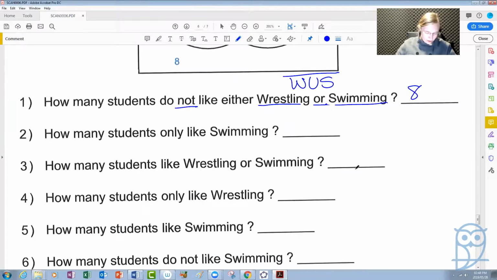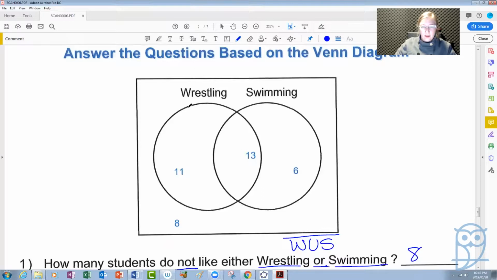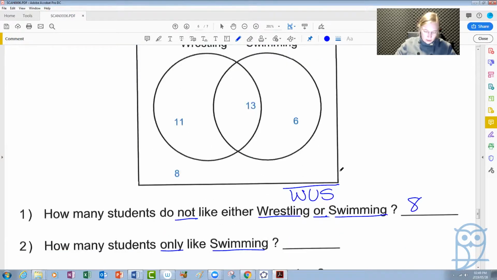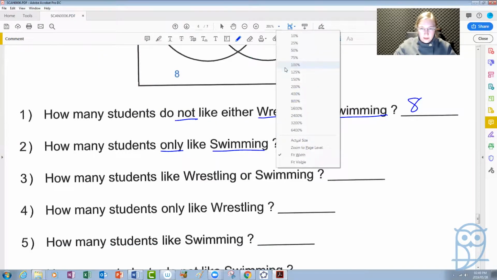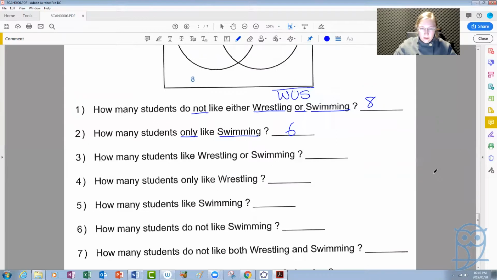So how many students only like swimming? So here we have only and swimming. This means they don't like anything else as well. So that'll be only those 6 students over there. Let me just zoom out a bit so we can see more of this.